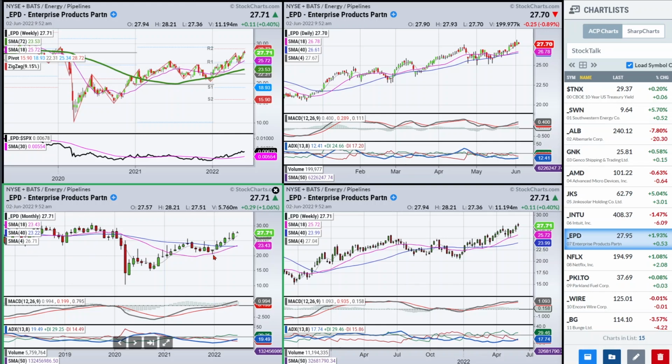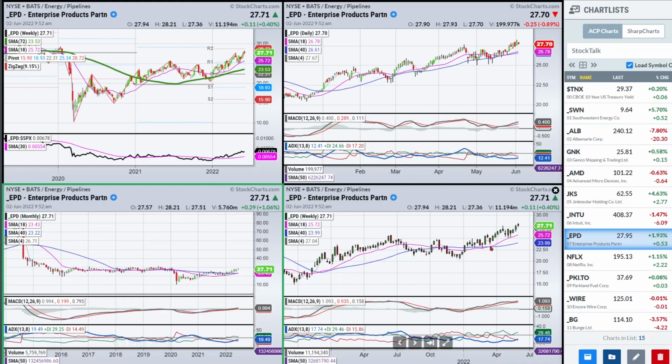We had a pinch in place, and now we're starting to turn back to the upside. Again, notice how we're now holding the 18-week. The only thing missing here is ADX. You see how ADX is low in all three time frames, so we don't have that confirmation yet. But I think this is a type of stock that could evolve into a stronger trend.